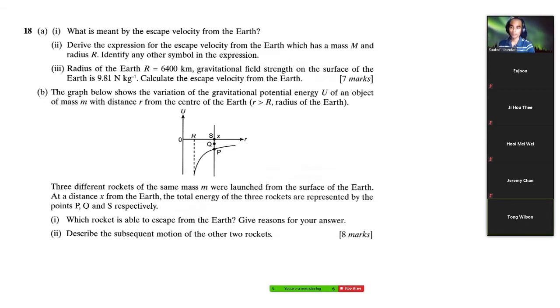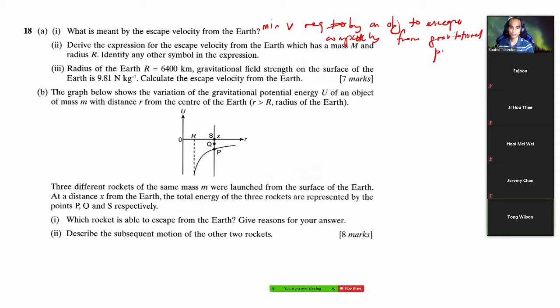Minimum velocity required by an object to escape completely from the gravitational pull of the Earth. Okay, so that's the answer.